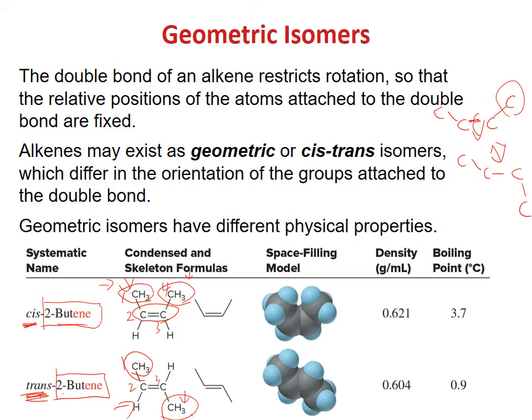The geometric isomers have different physical properties. So they have different density, they have different boiling point, they are different molecules.